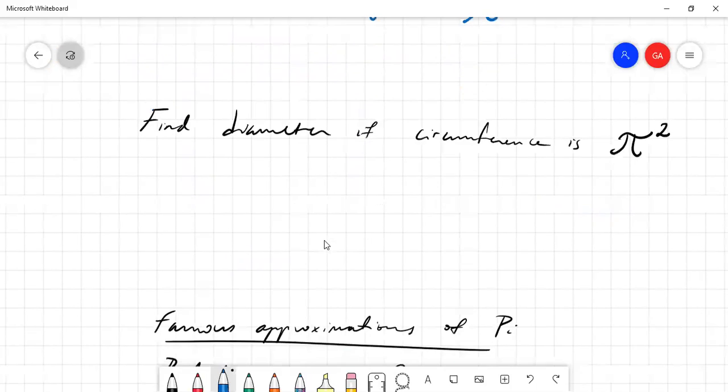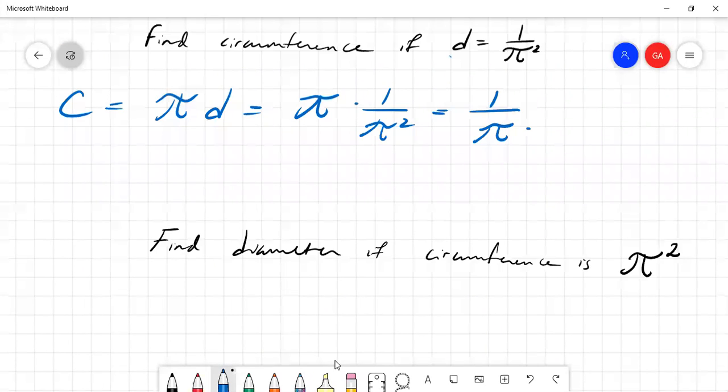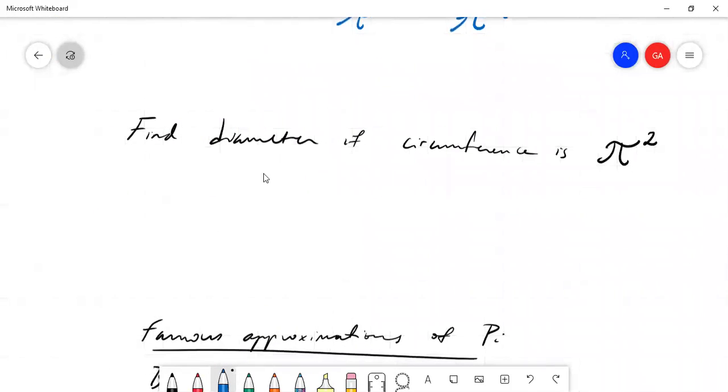Okay. What is the diameter if the circumference is pi squared? So this is a slight twist to the problem. I'm not going to wait for people to do this. I'm going to write the formula, so to speak. It's really a definition of pi. But the diameter, first of all, I need to solve this equation for d, and that's ridiculously trivial to do.